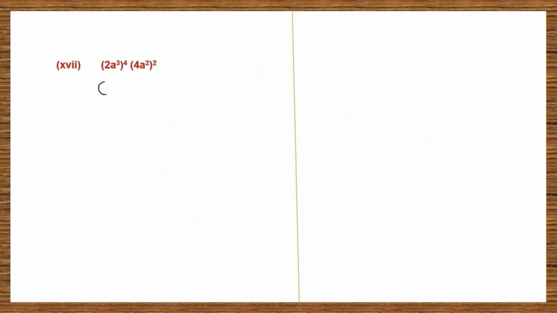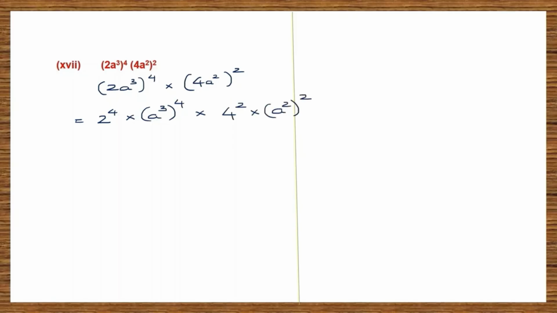Question 17, what do we have? 2a raised to the power of 3 raised to the power of 4 into 4a raised to the power of 2 raised to the power of 2 again. So what does this mean here? It means that everything that's inside is raised to the power of 4. Everything that's inside is raised to the power of 2. So here, what does this mean? 2 is raised to the power of 4 into a, which is already raised to the power of 3, is once again raised to the power of 4. Into the next set, 4 is raised to the power of 2 into a, which is already raised to the power of 2, is raised once more to the power of 2.